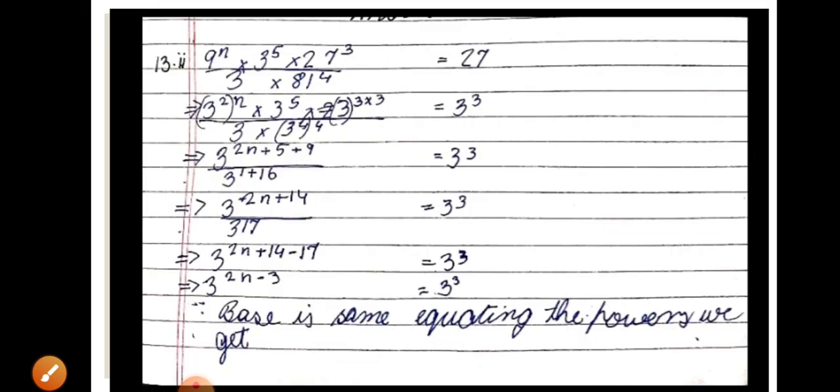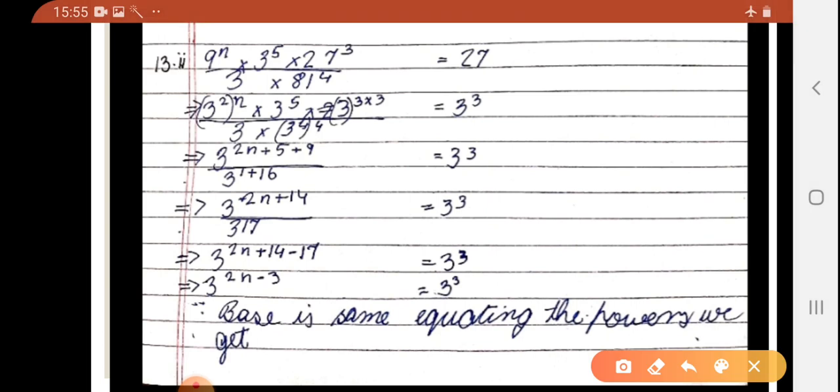Now next question number 13, second one: 9 to the power n into 3 to the power 5 into 27 cube upon 3 into 81 to the power 4. Now 9 we can write in terms of 3, 27 also we can write in terms of 3, 81 also we can write in terms of 3. So when we write 9 in terms of 3, it will come 3 square whole to the power n into 3 to the power 5, and here 27 cube is 3 to the power 3 into 3.